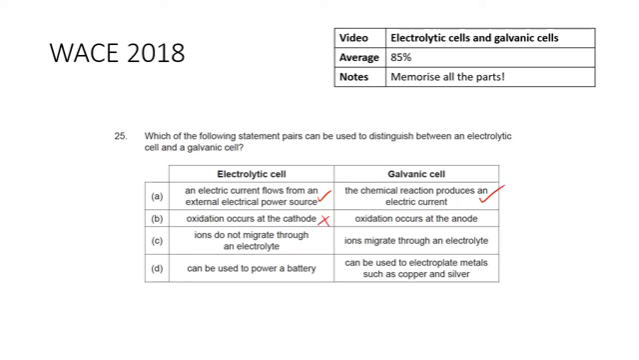Oxidation occurs at the cathode. No, it doesn't. It occurs at the anode. Oxidation always occurs at the anode, no matter what type of cell you've got. Ions do not migrate. No, ions still migrate. They still move around. And can be used to power a battery. No, not really. You can't power stuff with an electrolytic cell, and you can't electroplate stuff with galvanic cells either. So it's A. Okay.